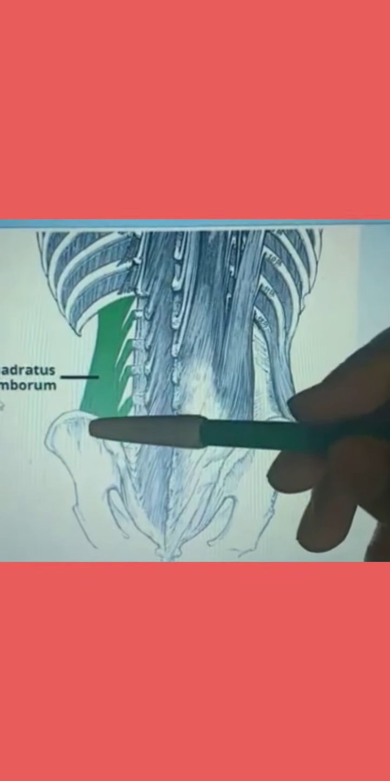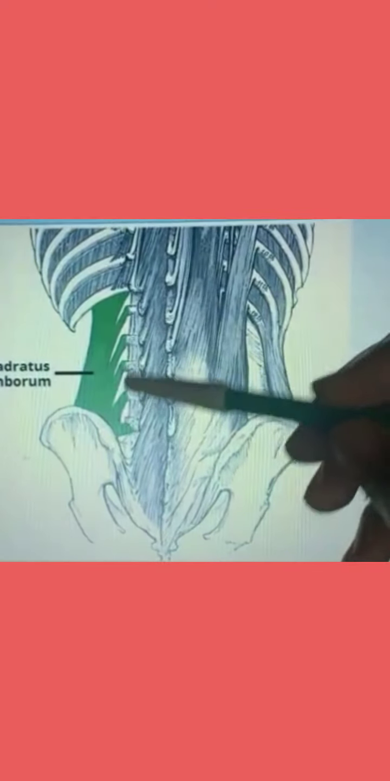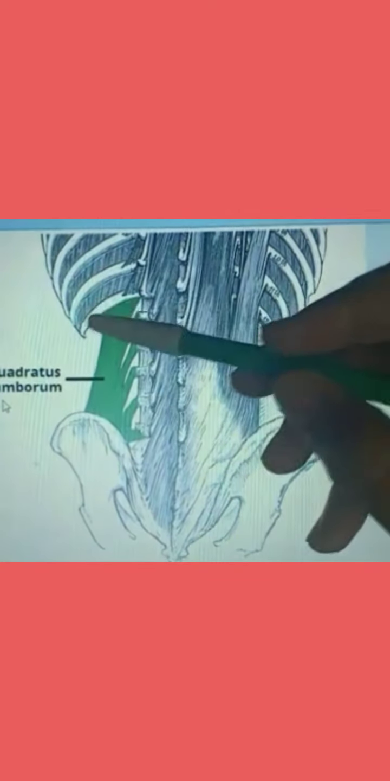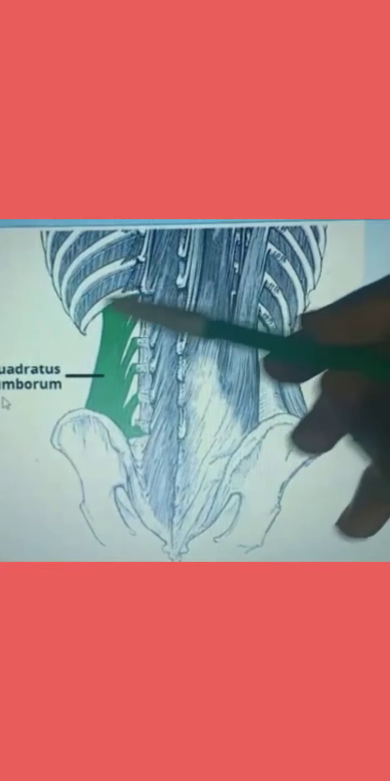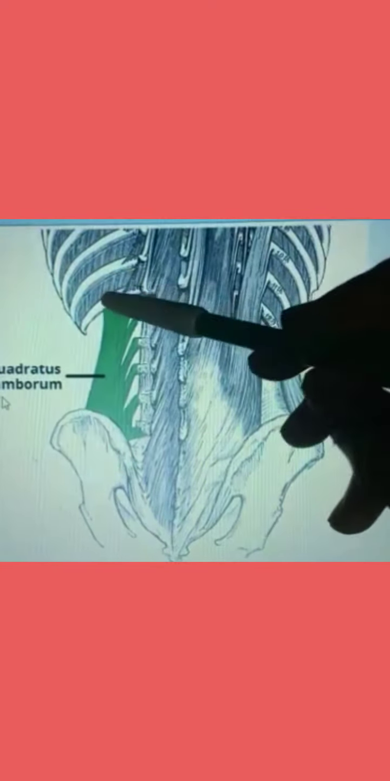Then it is inserted into the transverse process of the upper four lumbar vertebrae, 1, 2, 3 and 4. It is also inserted into the medial half of the 12th rib. This is the medial part of the 12th rib, and this is the lateral part.